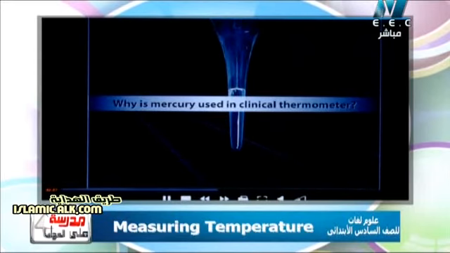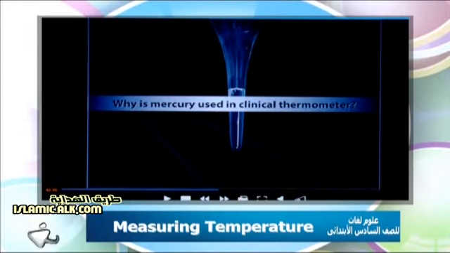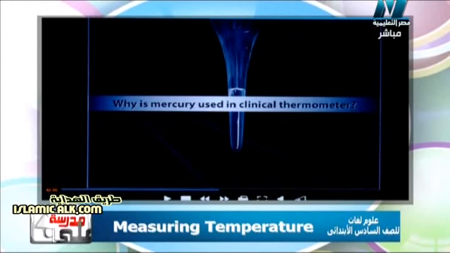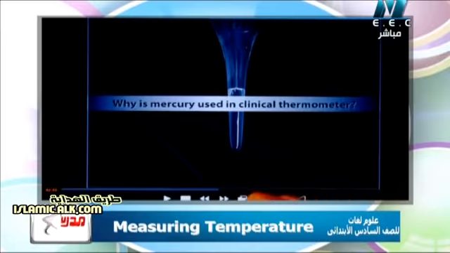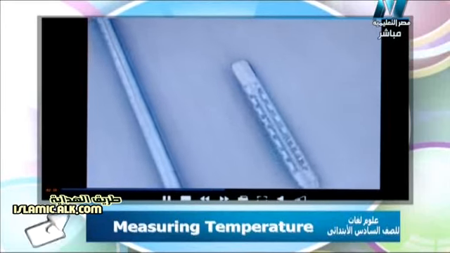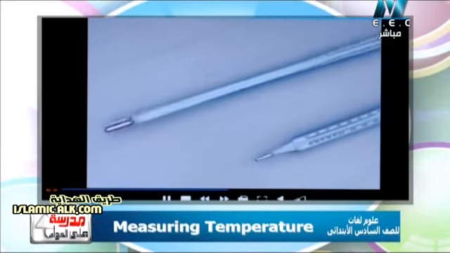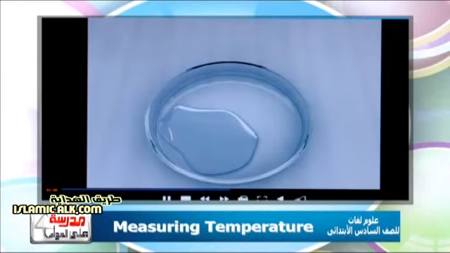So now we have a very important give-reason question. Why is mercury preferred, or why is mercury used in the clinical thermometer? Why do I use mercury specifically in the medical thermometer? We have many reasons, and we will see them together right now. Look here, we have two types of thermometer, the medical thermometer and the Celsius thermometer.